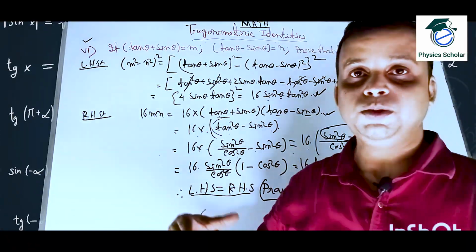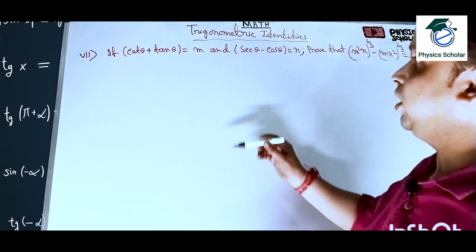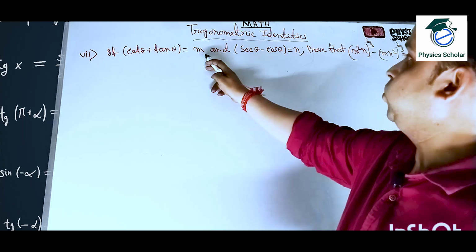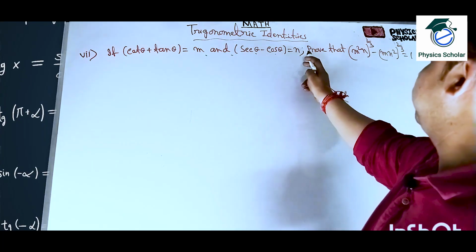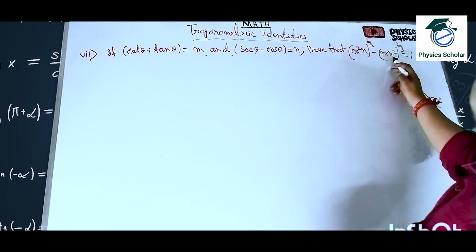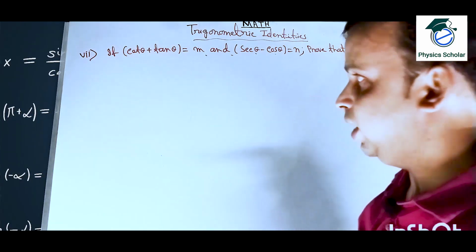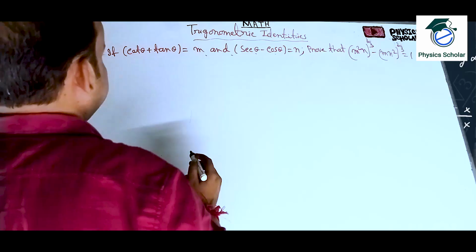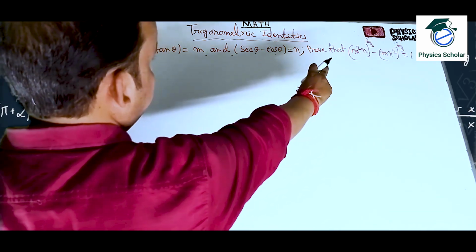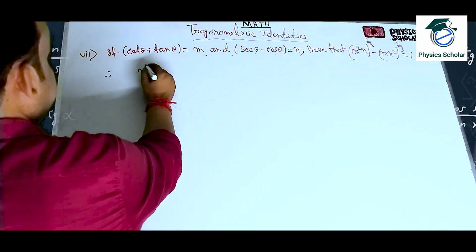Clear? Now let us move to sum number 7. Okay students, now let us move to sum number 7. So here it is cos theta plus tan theta equal to m, and sec theta minus cos theta is equal to n. We have to prove m square n whole to the power 2 by 3 minus mn square whole to the power 2 by 3 is equal to 1. Clear? Now see here what we have to prove first, m square n. So let us write m square n.